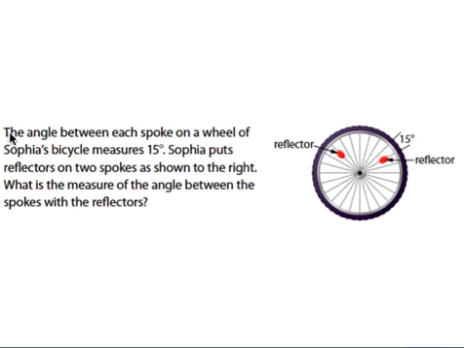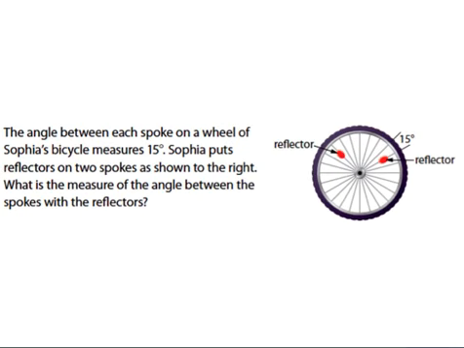The angle between each spoke on a wheel of Sophia's bicycle measures 15 degrees. Sophia puts reflectors on two spokes as shown to the right. What is the measure of the angle between the spokes with the reflectors? All right, so I read it one time. What is this problem about? Well, this problem is about Sophia's bicycle wheel that she put reflectors on.